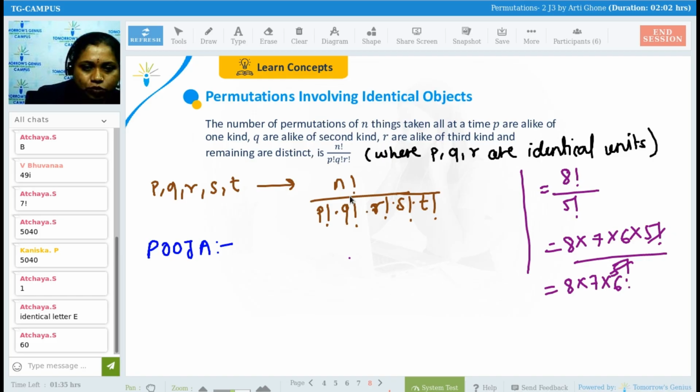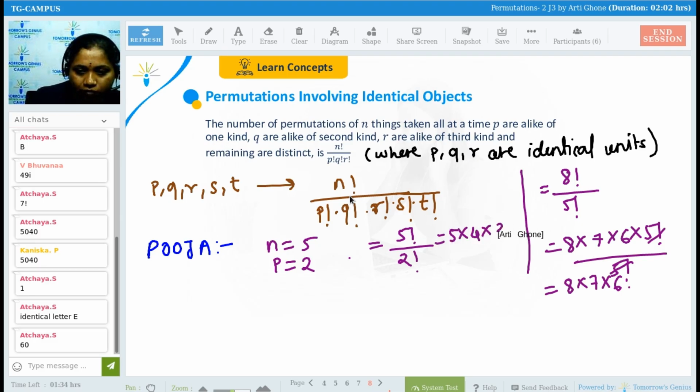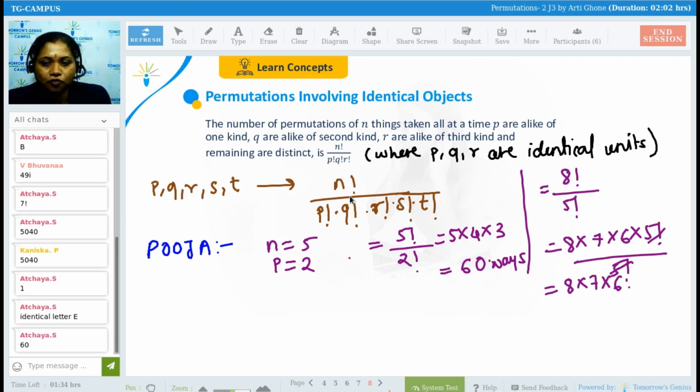So stepwise, if I give the solution of this, what is my n? Here n is equal to 1, 2, 3, 4, 5. Total letters 5. P is the first repeating unit, that is 2. Therefore the number of permutations is equal to 5 factorial upon 2 factorial. Clear? So 5 into 4 into 3. 60 is the correct answer. Clear? Got it? So there are 60 ways to shuffle the letters of the word PUJA.